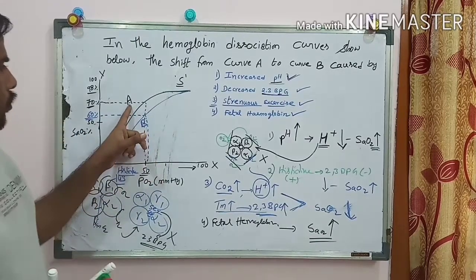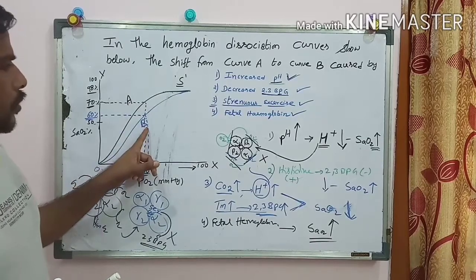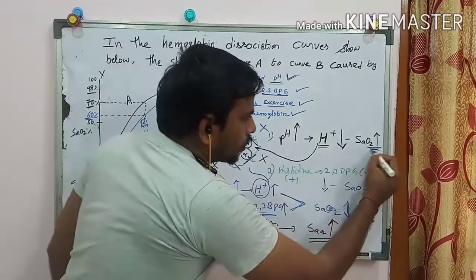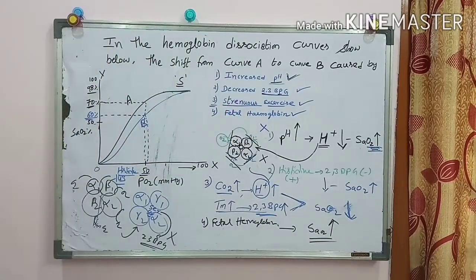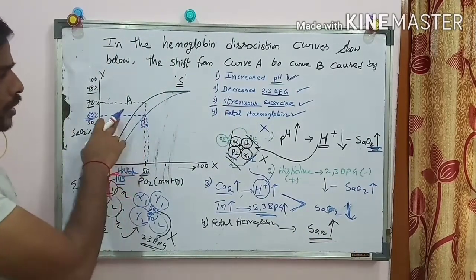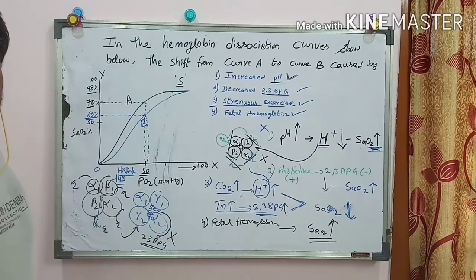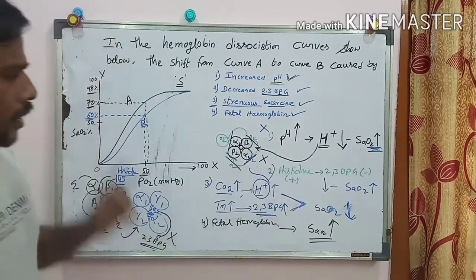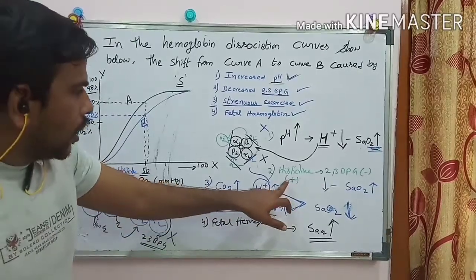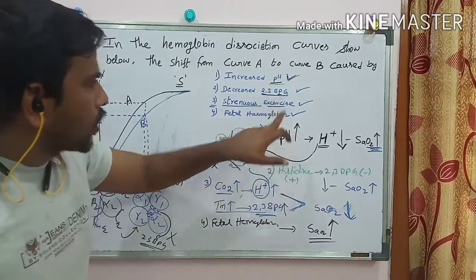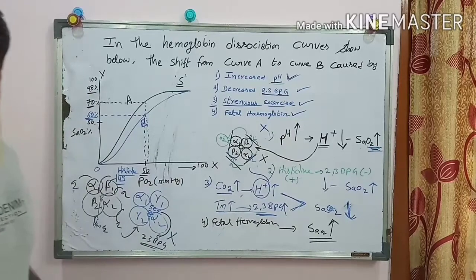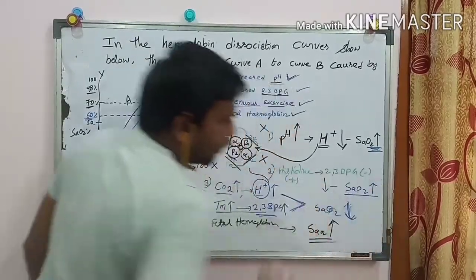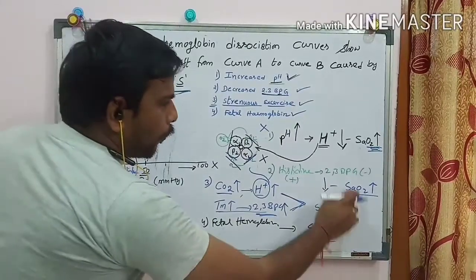Now the curve from A to B shifting, this is not the reason, because it has to increase the saturation of oxygen with the hemoglobin, but here it is decreasing. Clear? In the same way, we can also take when there is a decreased concentration of 2,3 BPG. Now what does it have to do?